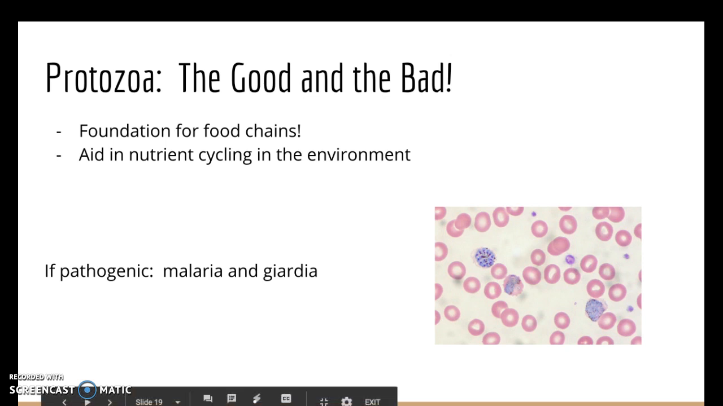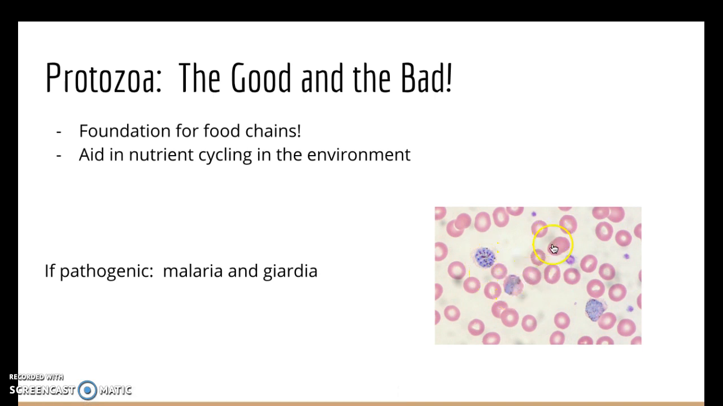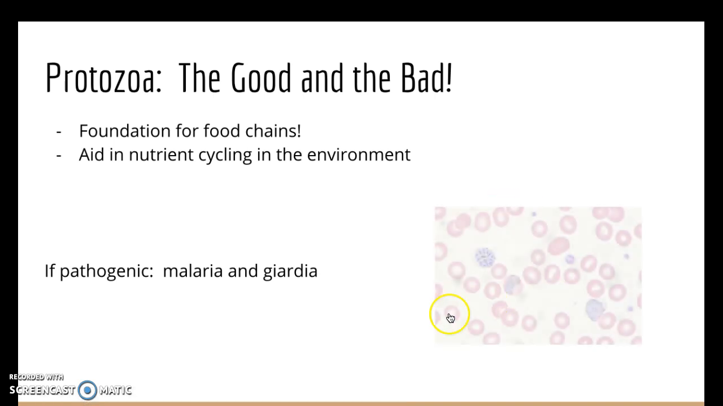Here's a picture. What you see here in purple is the protozoa that is growing on these perfectly healthy cells. And that's our lesson.